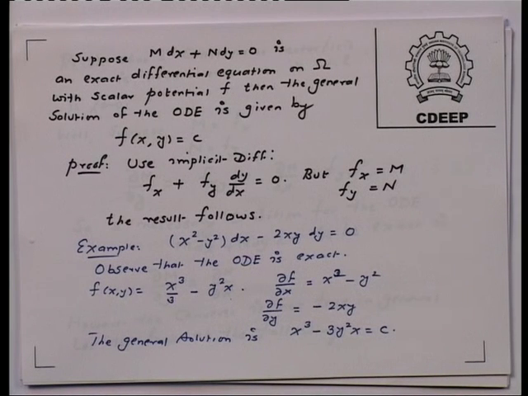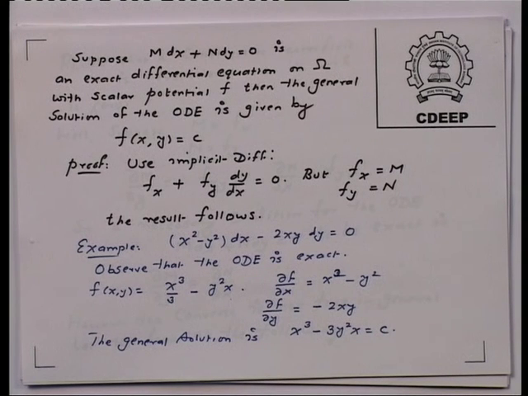Well, it turns out that f(x,y) = x³/3 − y²x is a potential, that is a scalar potential. You just differentiate it with respect to x and you get x² − y², and differentiate it with respect to y and you get exactly −2xy. And so directly the solution is x³ − 3y²x = c. Is it clear?